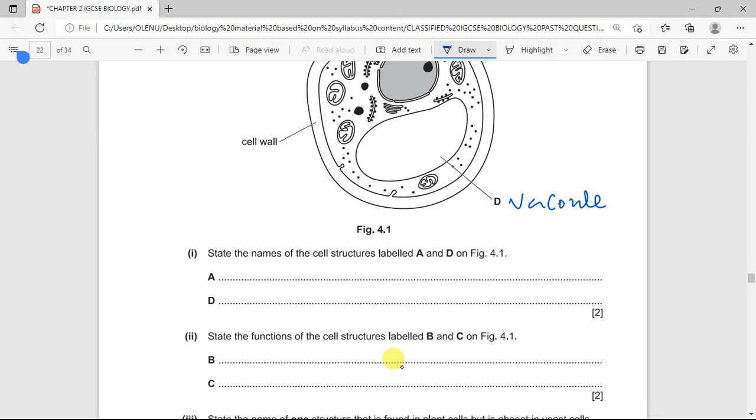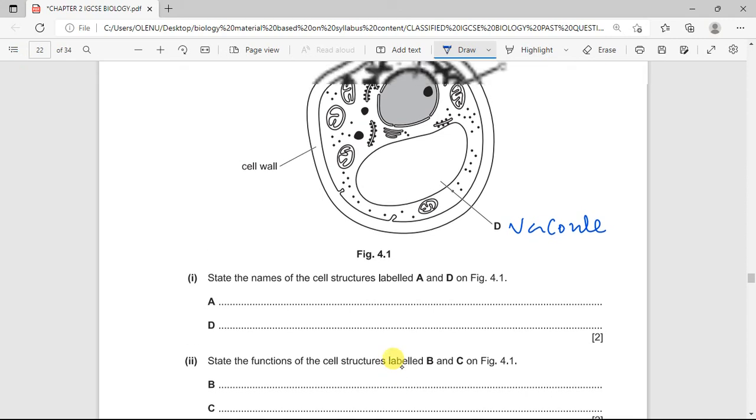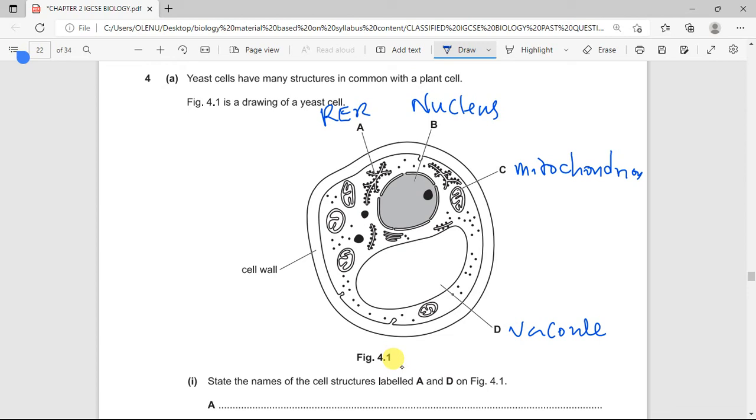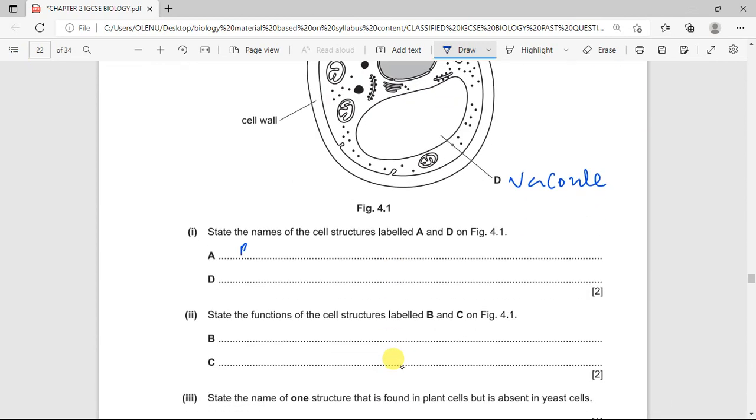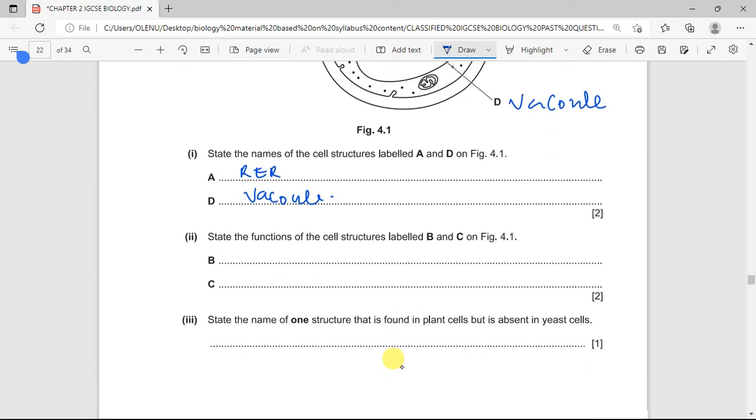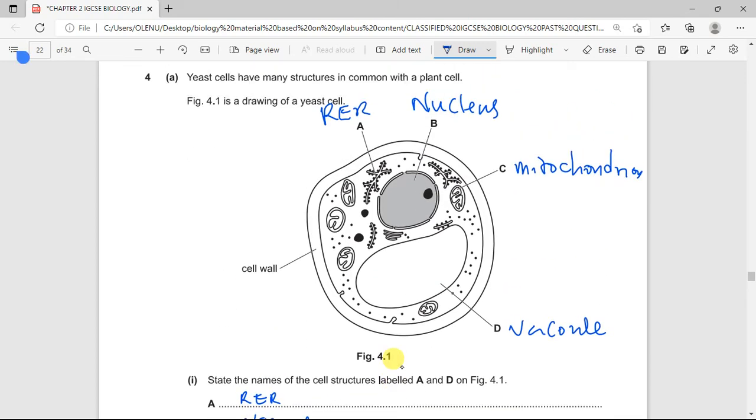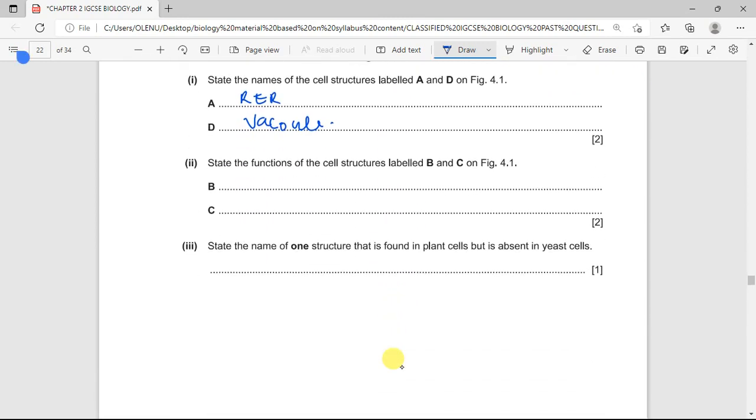Then state the name of the cell structure labelled A and D. A, rough endoplasmic reticulum, D, vacuole. State the function of the cell structure labelled B and C. B contains genetic information, so it can control cell activity, and C is for respiration to release energy.